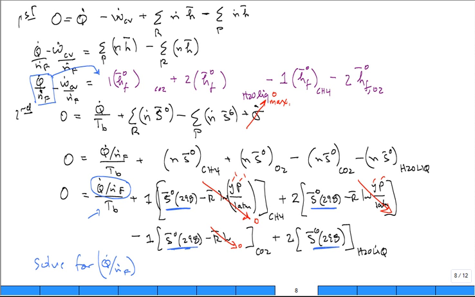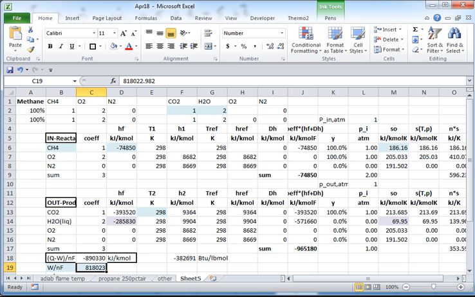Now, I have to grab a bunch of numbers and put them in there, but let me show you a little bit of how I did this in Excel. All right. Let me just outline it for you.